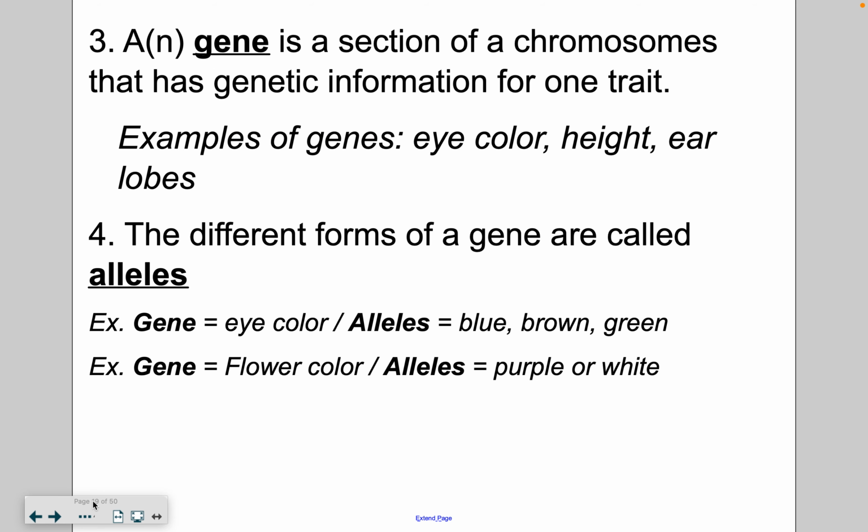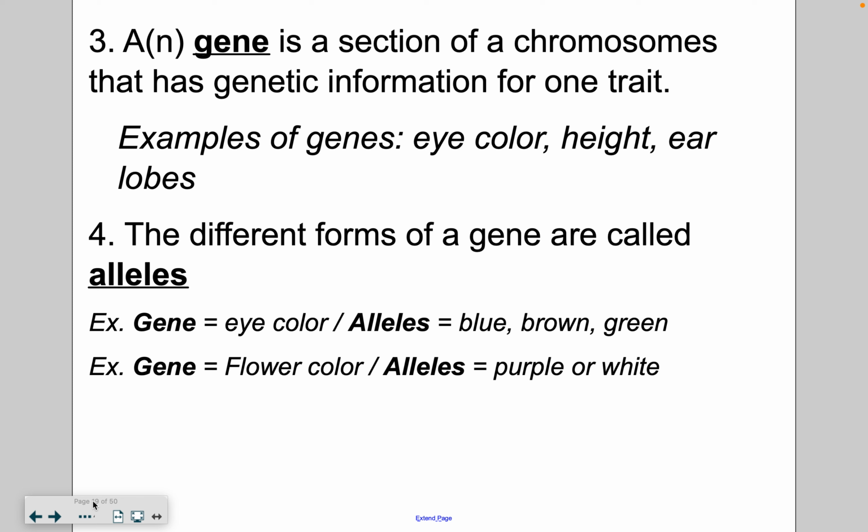So on chromosomes, we find genes, okay? So sections of chromosomes that have genetic information for that one trait. So examples of a gene that codes for a certain trait like eye color, height, earlobes. There's over 20,000 genes in the human genome alone. Okay, so lots of different traits in our genome.